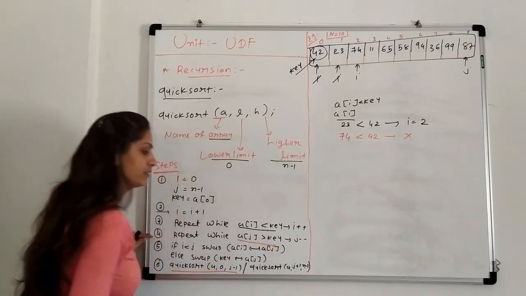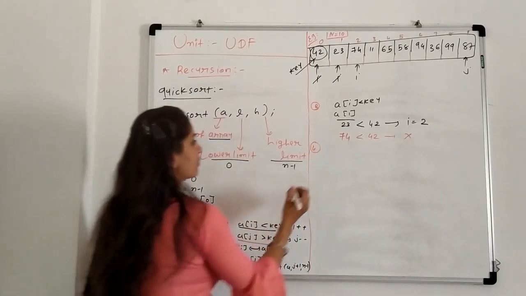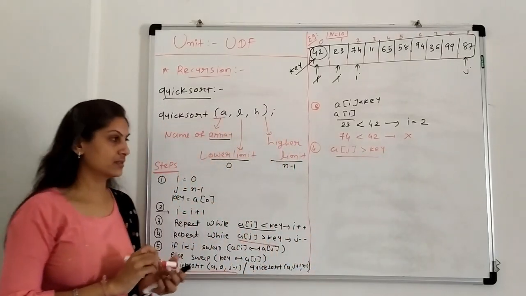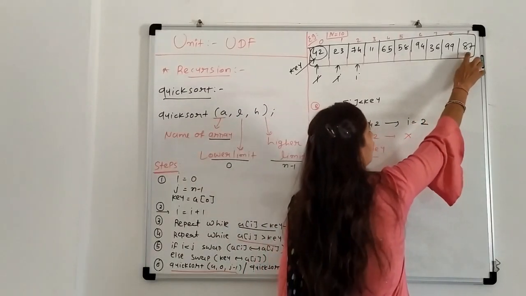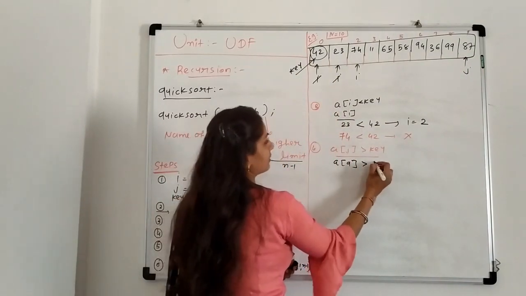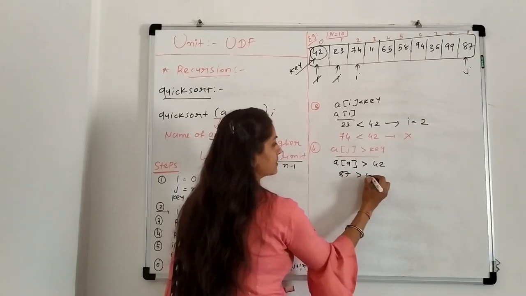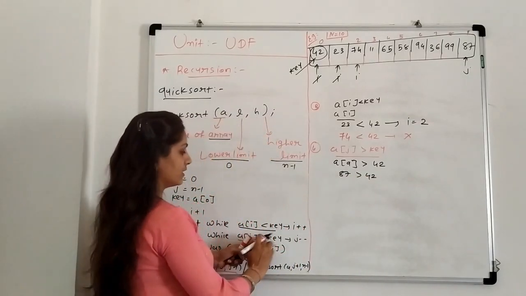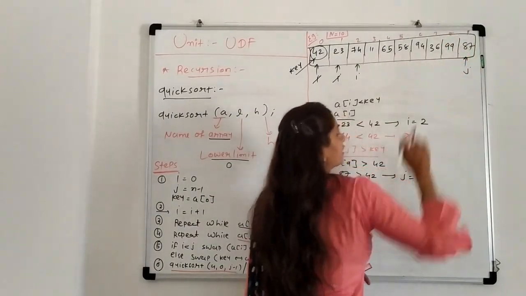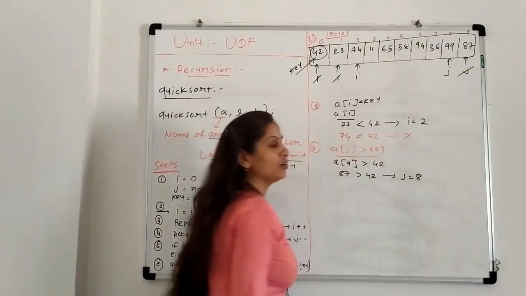Here the condition is different. This was my third step and this is the fourth step: a of j greater than key. Now j is on which position? A of 9. Is a of 9, my 87, greater than key, the first element 42? Yes. If the condition is true, then j is decremented. So j becomes 8, moving from position 9 to position 8.